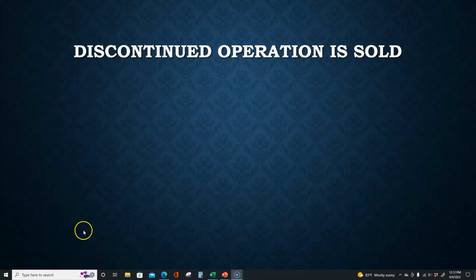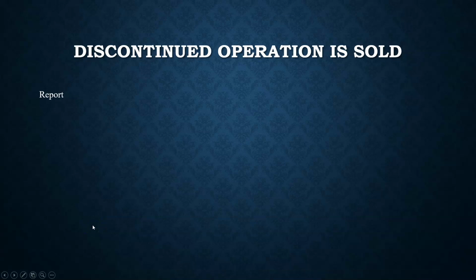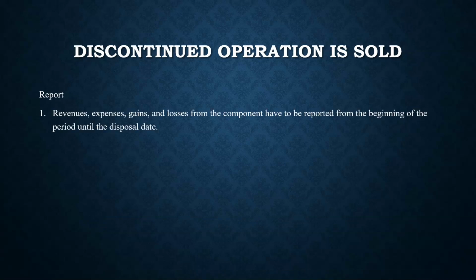When the discontinued operation is sold, the company is required to report revenues, expenses, gains, and losses from the component from the beginning of the period until the disposal date. A lot of times a company may decide to sell the operations during the middle of the year, and they may hold it for two to three months and sell it. However, you're still required to report revenues, expenses, gains, and losses from the beginning of the period until the date of disposal. So just keep that in mind. It's not just for the three months or whenever since you decided to sell it, it's for the entire year until the date of sale.